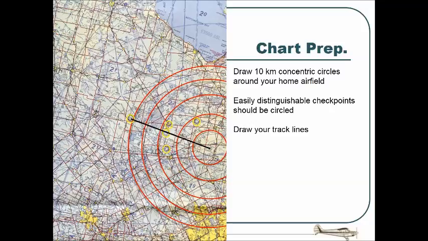So we draw our track line. We're going to go from Great Lakes to Toronto Soaring. We're then going to draw drift lines 10 degrees either side of our path. So we would take our Douglas protractor and mark the 10 degree angles there and draw them. Then we're going to draw the same thing in the opposite direction.